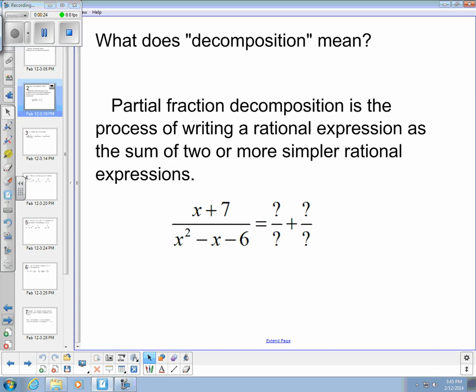So first, let's talk about what it means to decompose a rational expression. Partial fraction decomposition is just the process of taking an expression and breaking it down into the sum of two or more simpler rational expressions. So it's like the reverse of an addition problem with rational expressions. I'm giving you the answer and I'm asking you what has to be added together to get that fraction. So we're going backwards. Instead of adding two fractions together to find the answer, you've got the answer, you have to find the fractions.